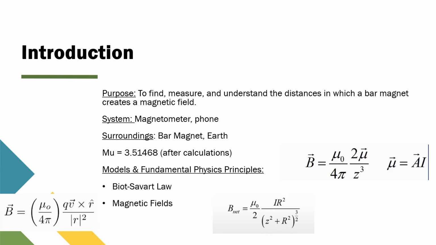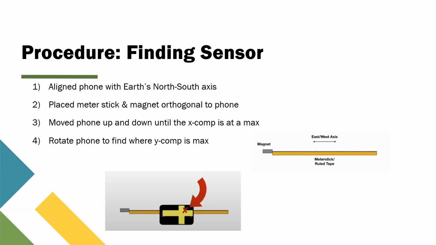Our system is going to be the magnetometer and the phone, and the surroundings are the bar magnet and the Earth. A preview: mu is calculated to be 3.51468, after calculations done after the lab. The models and fundamental physics principles are the Biot-Savart law and the magnetic field. So we have this law over here. It's going to be used a lot in the lab, and then these other magnetic field laws.